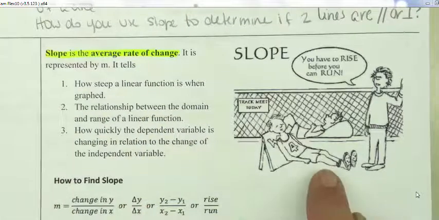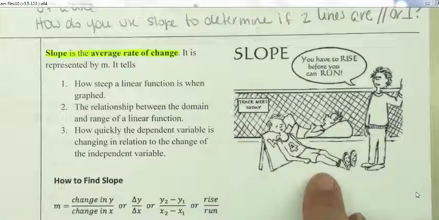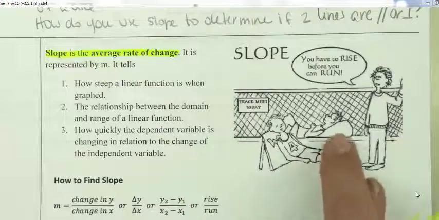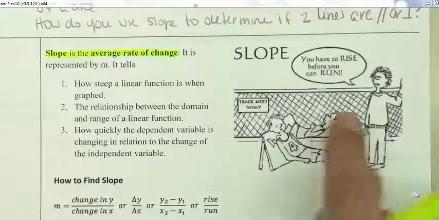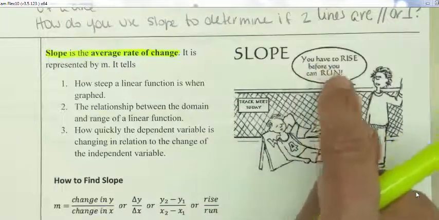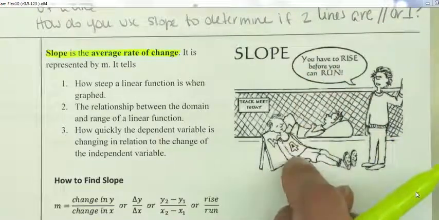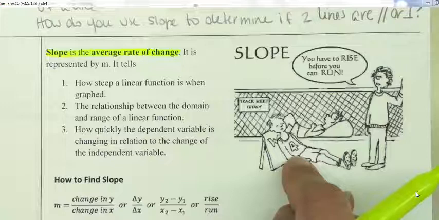Now this is a funny little comic here, I guess, because we've got some track guys that are laying down, and this guy's coming over and saying you have to rise before you can run, right? So these guys are taking a nap. They need to get up before they can start running for their track meet today. And that is the same with slope. So slope, if you remember, is rise over run.